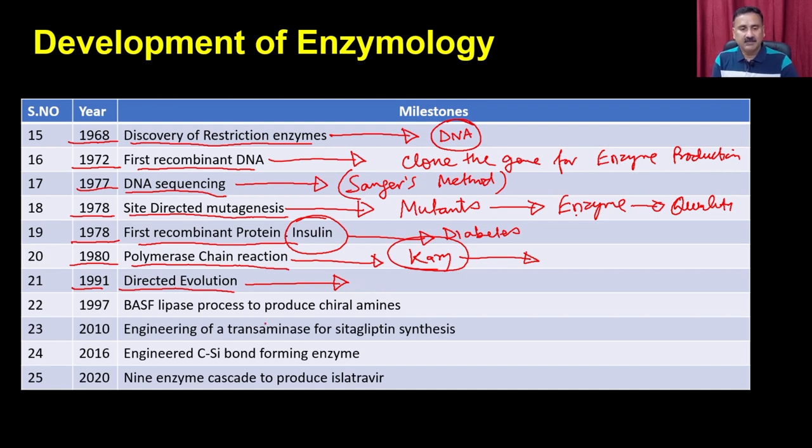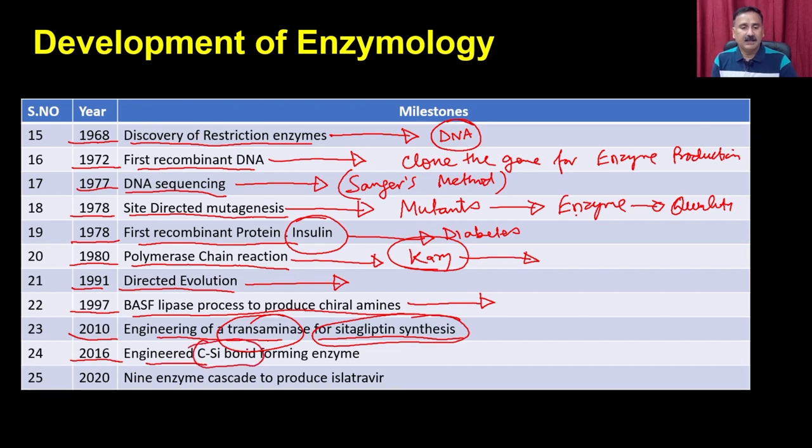And in the year 1977, the BASF lipase process to produce chiral amines. So that was the first enzyme utilized to produce biological products. And in the year 2010, there was an engineering of a transaminase for the synthesis of chemical molecules. Then in 2016, there were engineered enzymes that help to form the carbon-silicon bond. And then in the year 2020, there was a 9-enzyme cascade to produce the chemical molecule islatravir. So this is the first time that people were utilizing not only one enzyme but a series of enzymes, and that's how they are producing the chemical molecules.